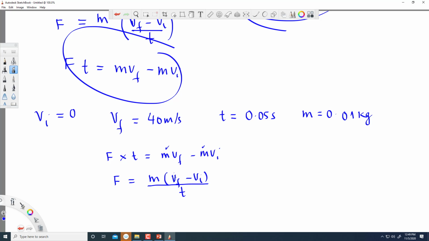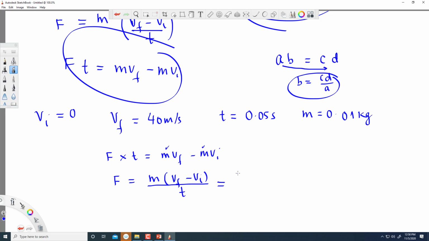You might have done this in some basic math, like if you have A times B is equal to C times D, then you can take this down to the denominator and write B is equal to CD over A, right? That's something you do in math. So that's what I did here. I took this t to the denominator. Okay. Now let's plug in the numbers.